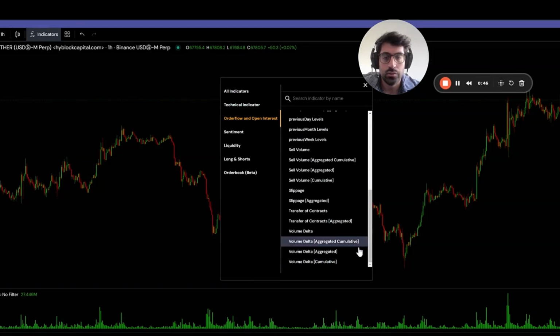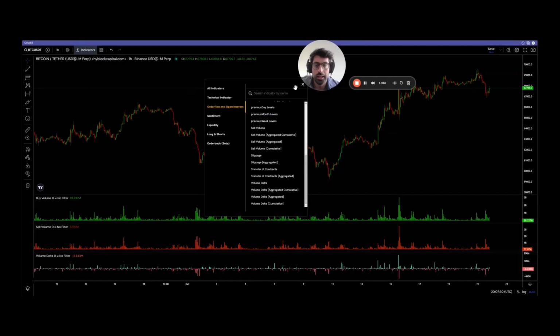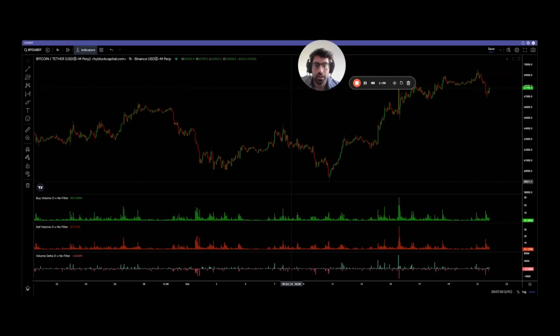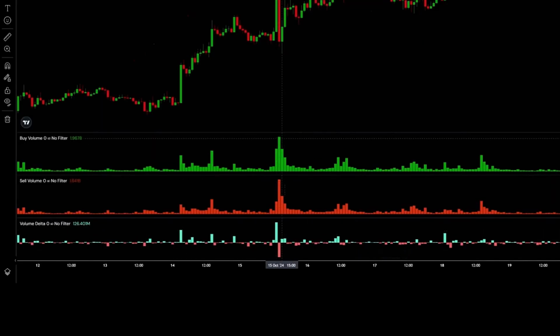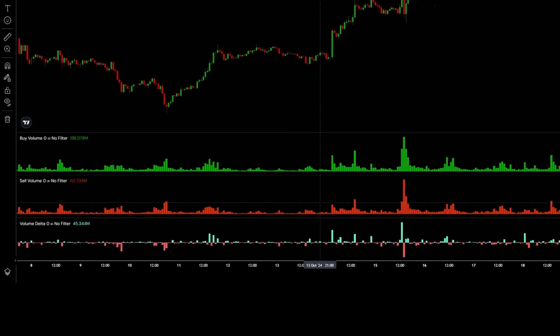We can see here that there's 4 volume delta indicators on the bottom. The data is the same, but it's just separated in ways to make it easier for you to look at the data. If we want the basic buy volume subtracted by sell volume for a single exchange, we'll just click on this volume delta indicator. And here we can see that we have a bar chart. If it's green or positive, that means that the buy volume was greater than the sell volume. If it's red or negative, that means the sell volume was greater than the buy volume.